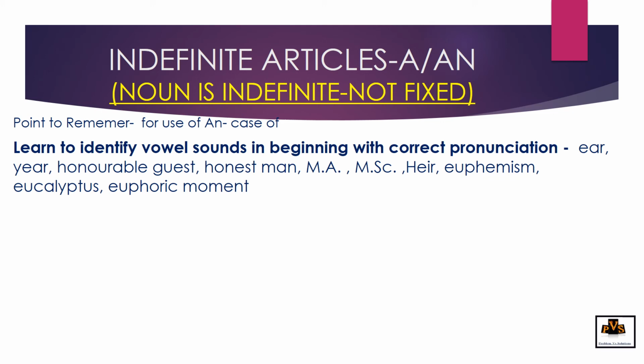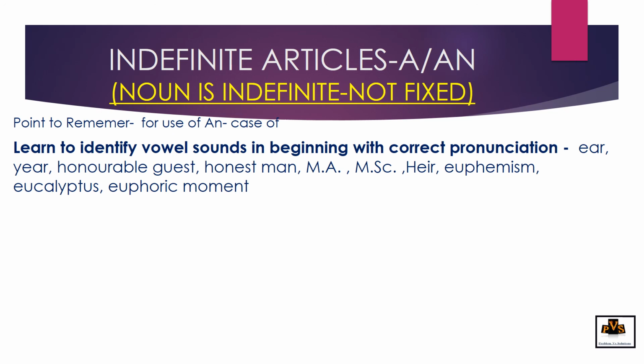Next, H-O-N-E-S-T, man. Honest man. Again H is silent. The first sound is a vowel sound O. Next, M.A. We pronounce it as M-A. Now listen to the pronunciation. The sound is E. M-A. Because of this E vowel sound, it also begins with a vowel sound. Similarly, M-S-C. It begins with E sound. So that is also a vowel sound.